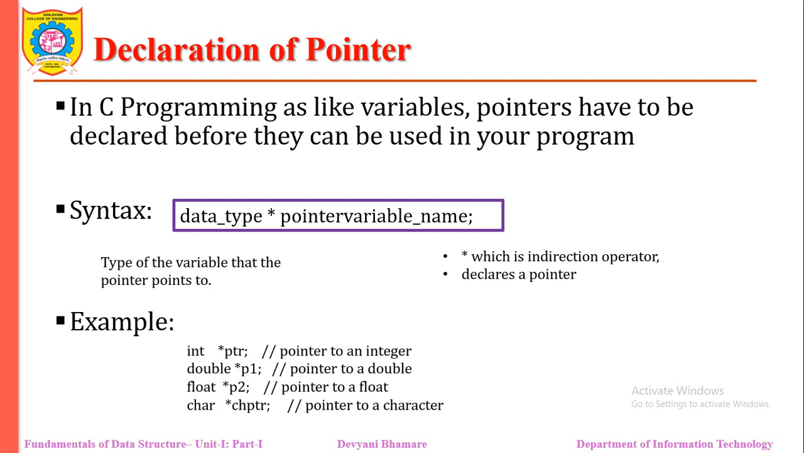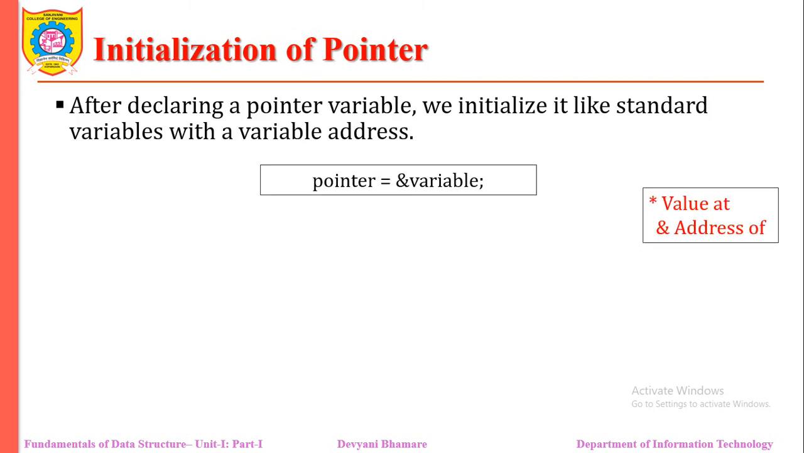For example, if I say int *ptr, what does it mean? ptr is a pointer variable which will point to, or which will contain, the address of some integer type of variable. double *p1 means? Yes, p1 is a pointer which points to, or holds the address of, some double type of variable. p2 will contain the address of a float type of variable. chptr is what? It is a pointer to a character type of variable. That is an indirect reference to that variable.